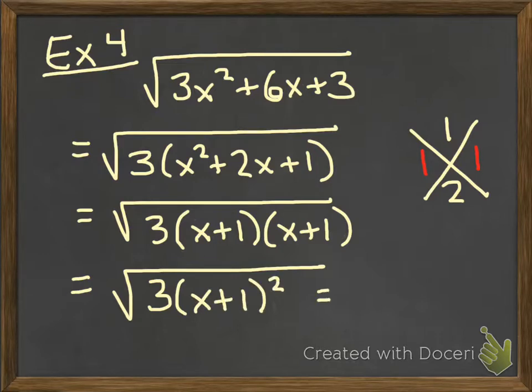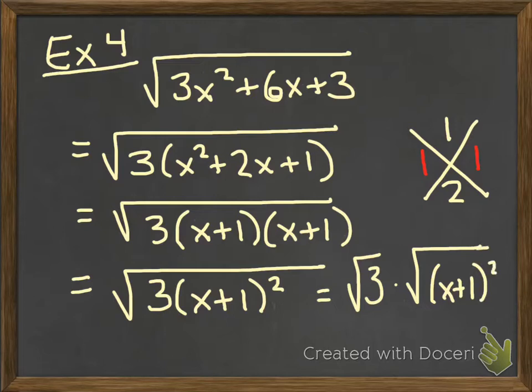Now we do have 2 parts. We have square root of 3 times the square root of (x plus 1) squared. We can take the square root of this because it's squared. So it's just x plus 1, and then radical 3 is left over.